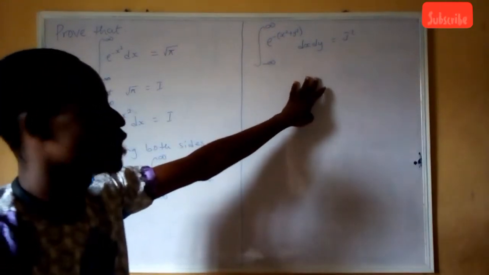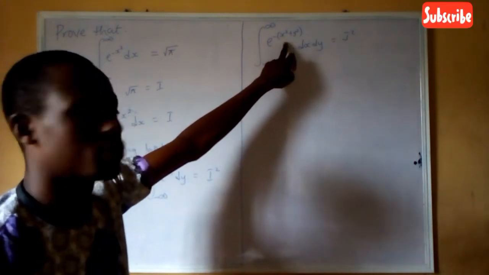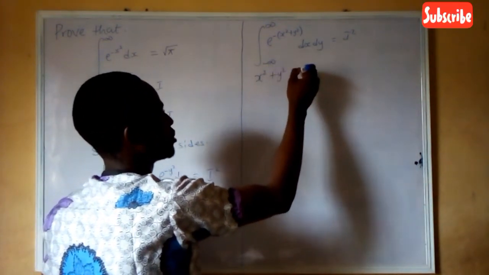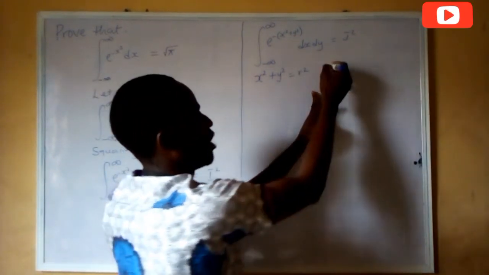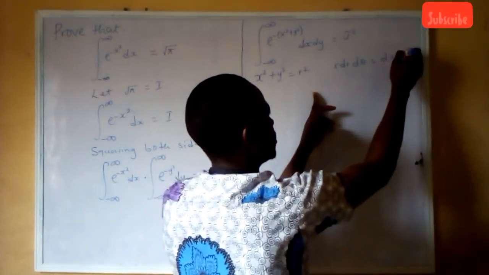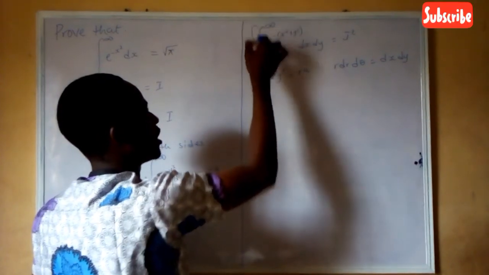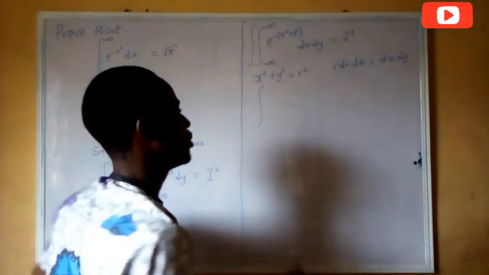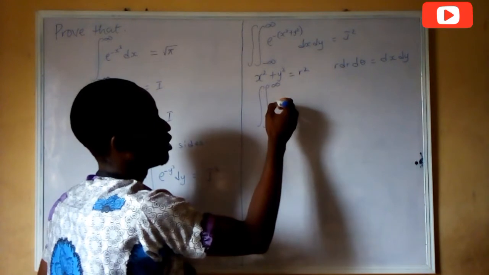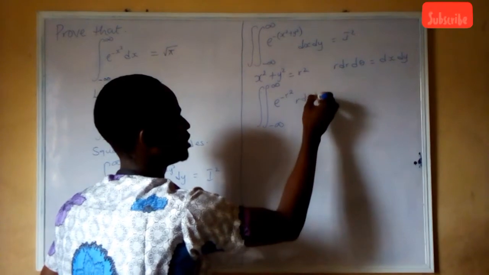Can we see this? Now we are going to extend this, because from polar coordinates we know that x squared plus y squared equals r squared, and we also know that r dr d theta equals dx dy. So the integral will be transformed into a double integral, because we have two variables. We have the double integral of e raised to the power minus r squared, times r dr d theta.